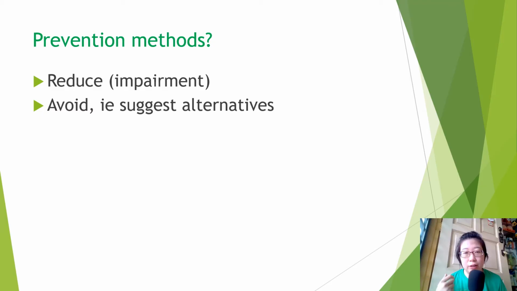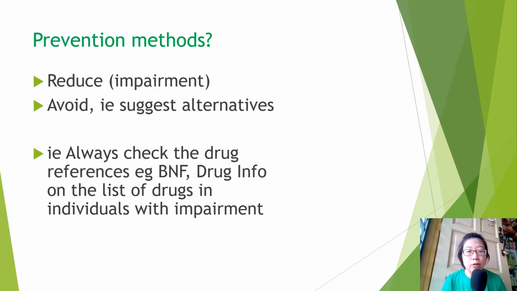Another part is for those which are very, very toxic, or where the impairment is very bad. One of the best ways is just to avoid it altogether. In terms of drugs, we can suggest alternatives. Probably the next question you might ask is, which drugs do you actually need to change the dose of or avoid? It's always easier to check different drug references, such as a drug information booklet, the BNF and things like that.